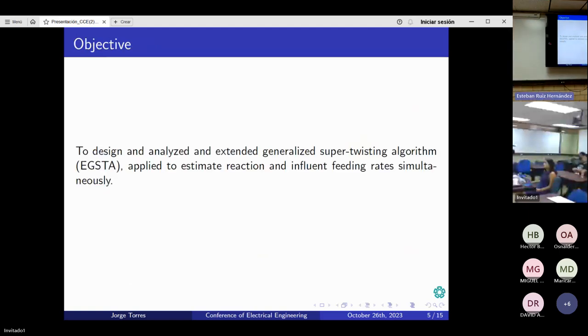The goal is to design and analyze an extended generalized supertwisting algorithm. The generalized supertwisting algorithm already exists. We would like to extend it in order to deal with the problem we propose, and to apply this to the reaction estimation and the influent concentration of the feeding rates.